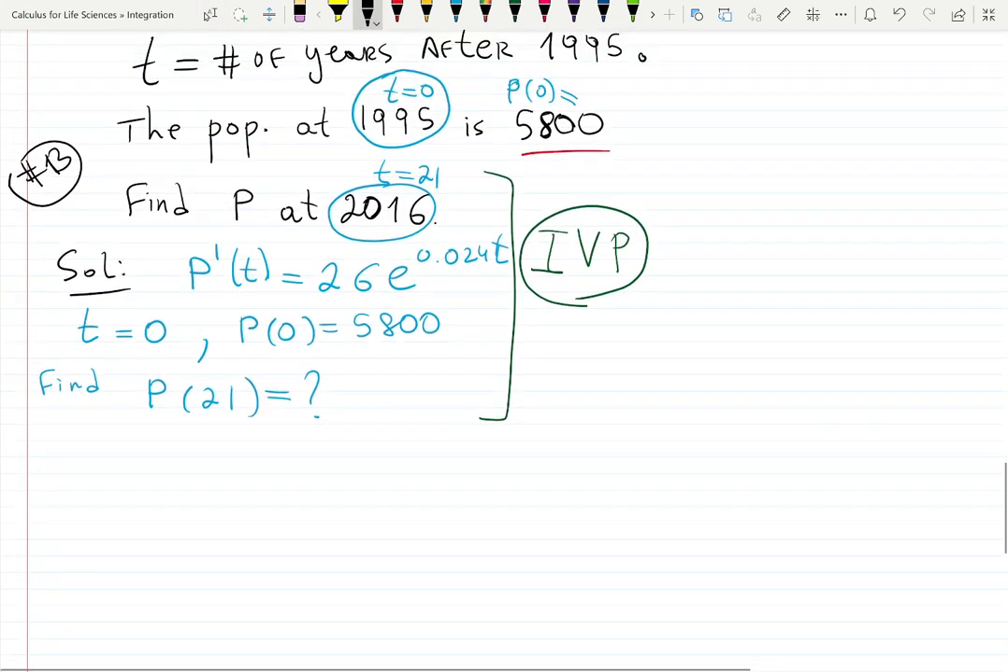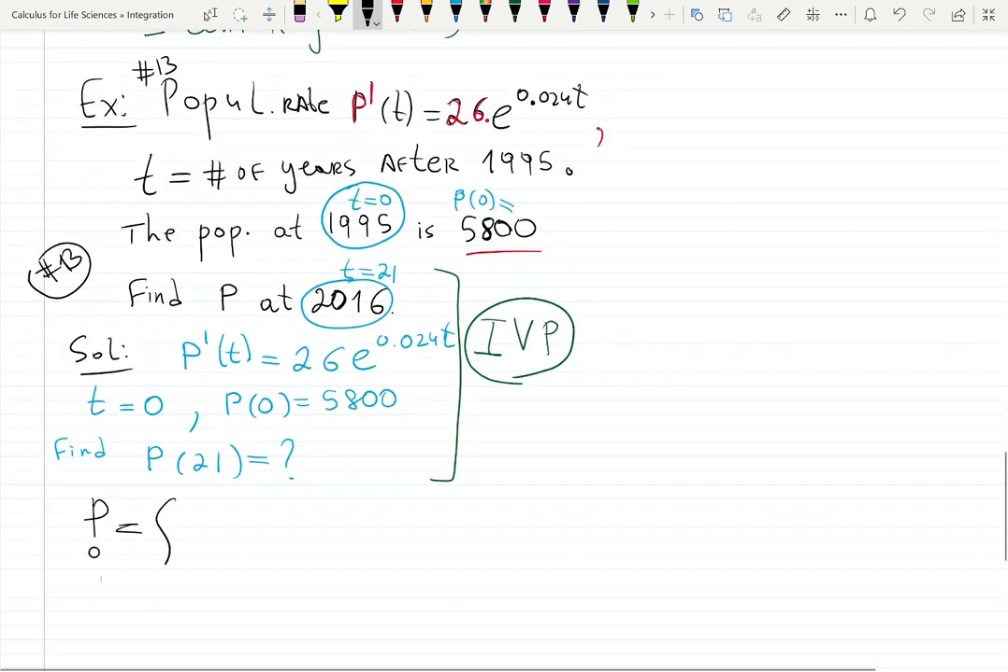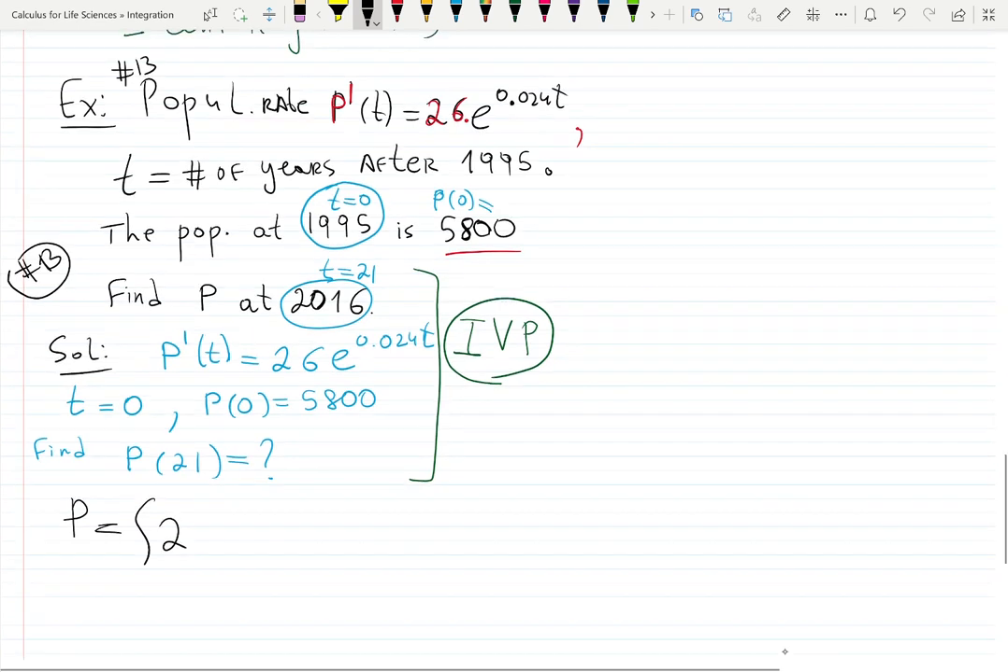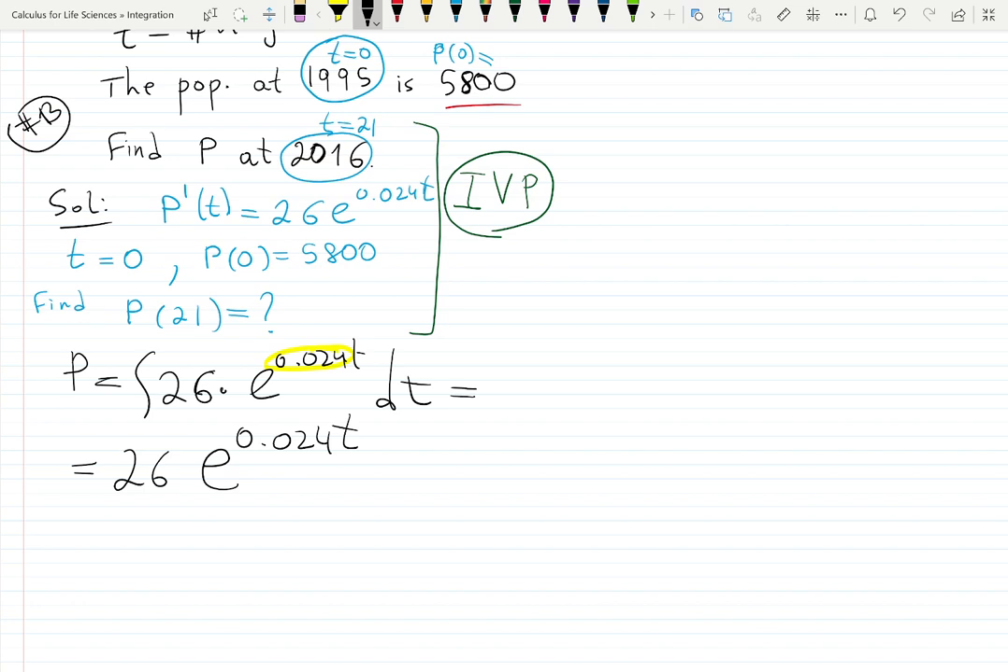P is the integral of the function which is given. So P is the integral of 26 times e to the 0.024t dt, which is: copy the constant, copy your exponential function, but don't forget to divide by the leading coefficient. The leading coefficient of the exponent is 0.024, plus C. I would also simplify.